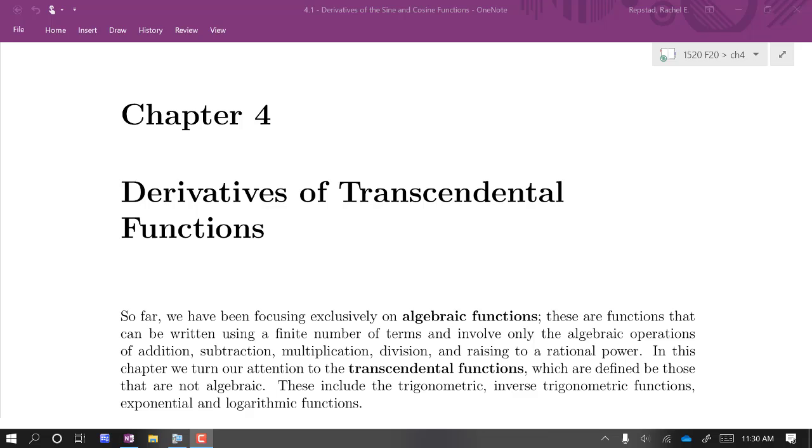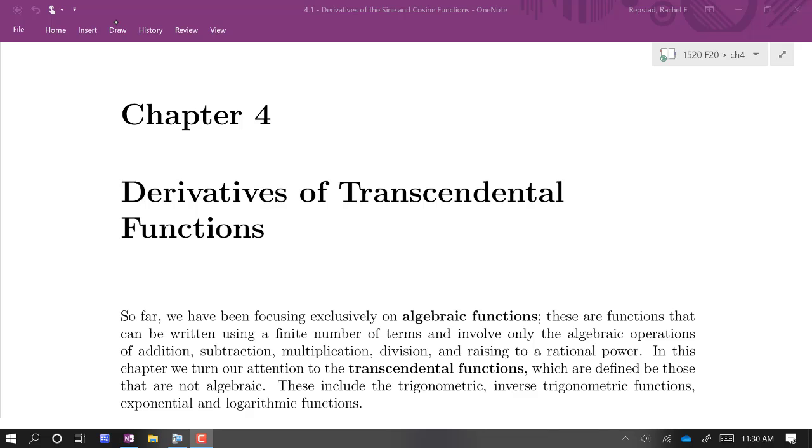All right, so far we've been focusing our work on working with algebraic functions. These are functions where we will be raising x to a power or some expression with x to a power. So we've got polynomials, radical expressions, maybe we're multiplying, dividing, or adding and subtracting. Those are algebraic functions. Now we're going to move our focus to transcendental functions.